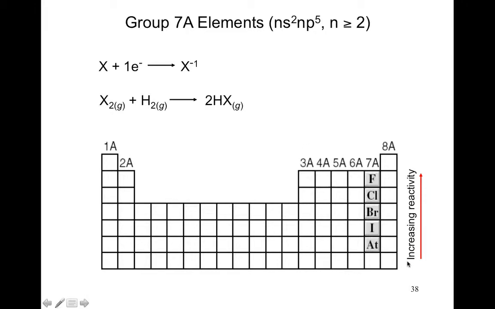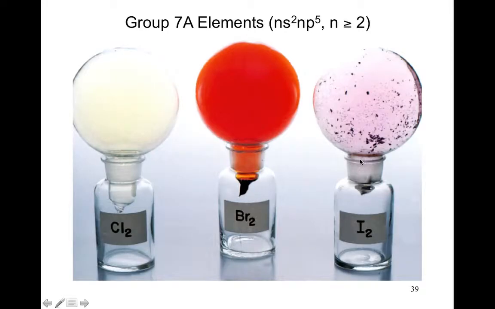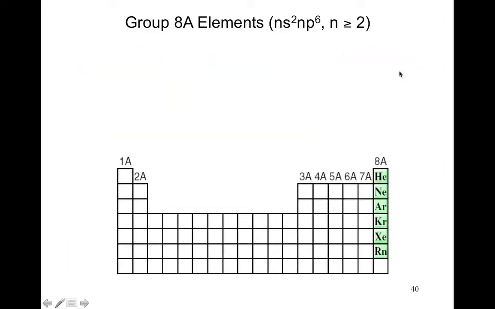And then we're increasing reactivity going this way. So iodine's not really as reactive or greedy as bromine, which really isn't as active or greedy as chlorine, which really isn't as active or greedy as fluorine. Here's what they look like. Chlorine, kind of a yellow gas, and bromine, kind of that orange-red color, and then iodine's this sort of purplish, brownish color.